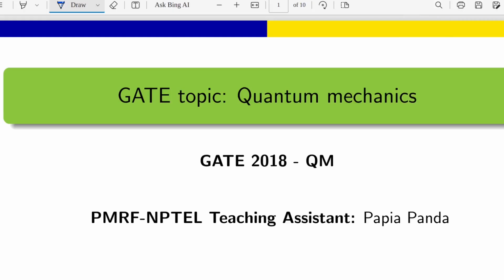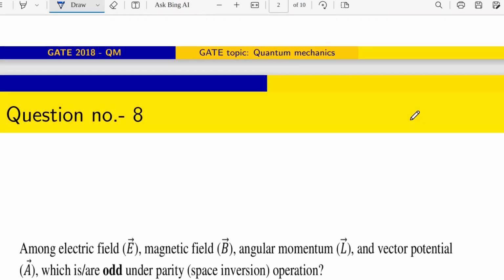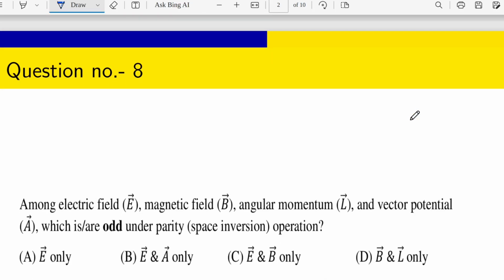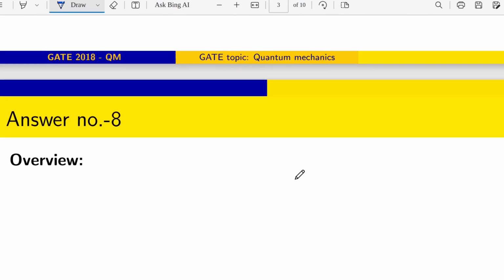This is a question from the 2018 physics question paper, and the topic is quantum mechanics. The question is number 8. Among electric field E, magnetic field B, angular momentum L and vector potential A, which is or are odd under the parity space inversion operation? The four options are E only, E and A only, E and B only, E and L only. To know the answer, we have to know what parity inversion is.